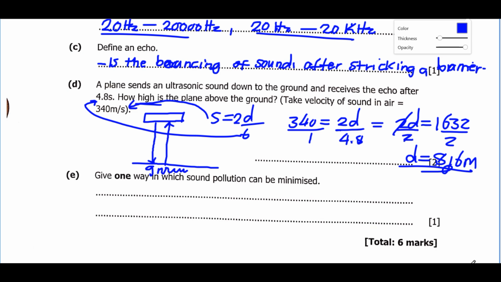Right, so move on to question E. Give one way in which sound pollution can be minimized. We say by using soundproofing. There are some houses that are made in such a way that you can listen to music at full blast volume inside, but when you go outside, you feel as if the volume is too low. Such houses are made with soundproofing.